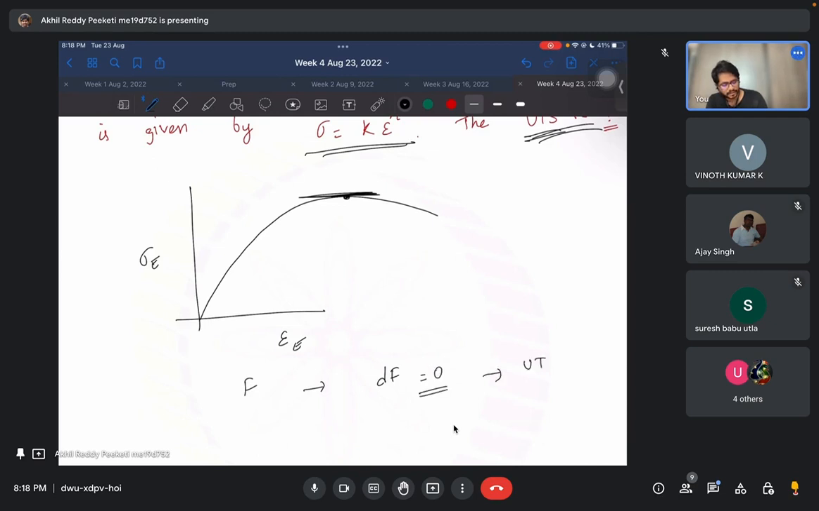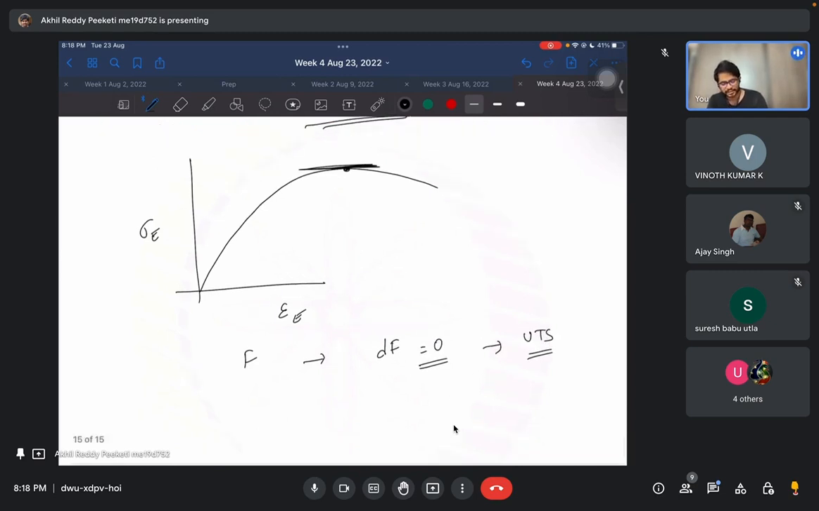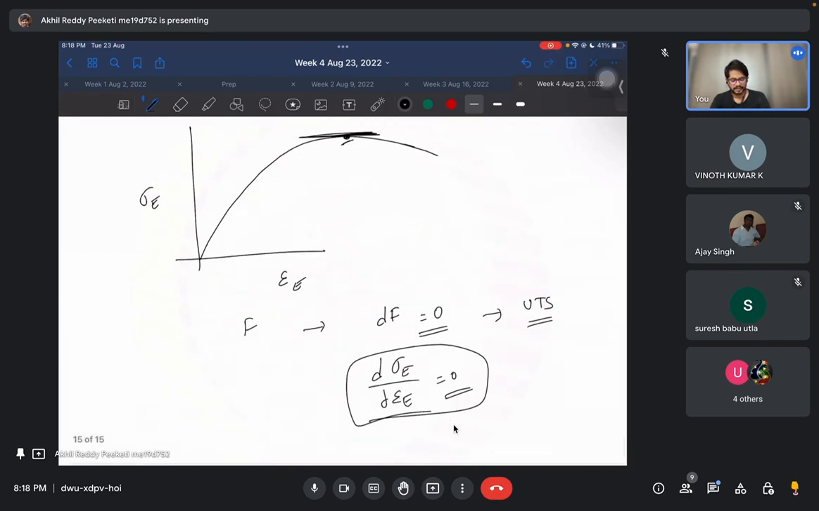is the UTS, or if you take this true stress, engineering stress, engineering strain graph, this point, that is because when the slope is zero, the derivative should be zero. Is that clear? At a global maxima or a minima, the slope would be zero, right? Because it is increasing, the slope becomes zero and then decreasing. Slope direction value changes sign. So, the derivative is zero.